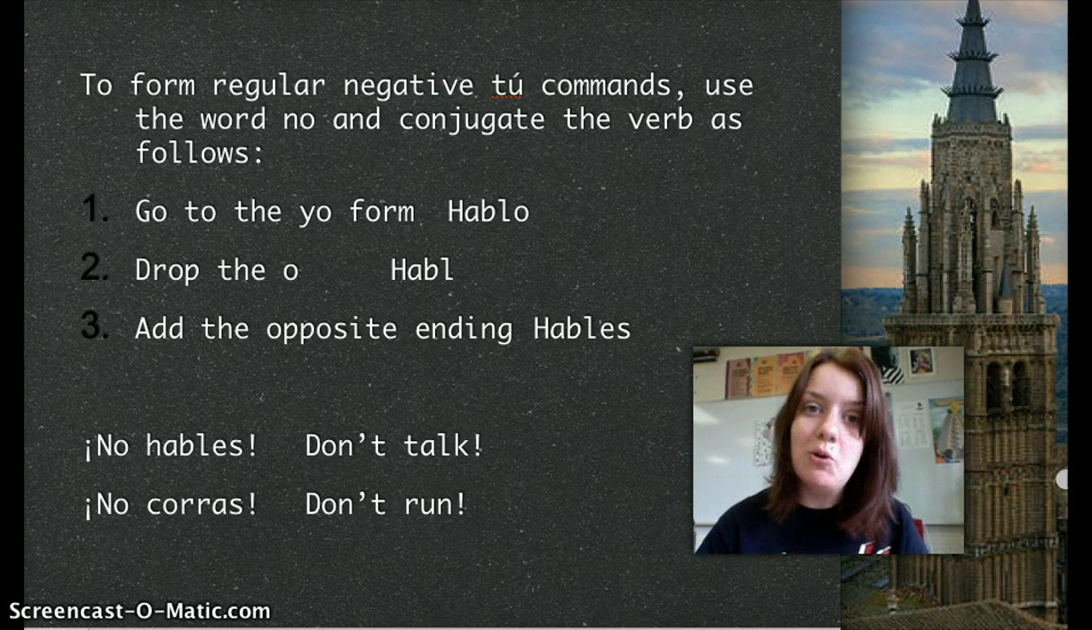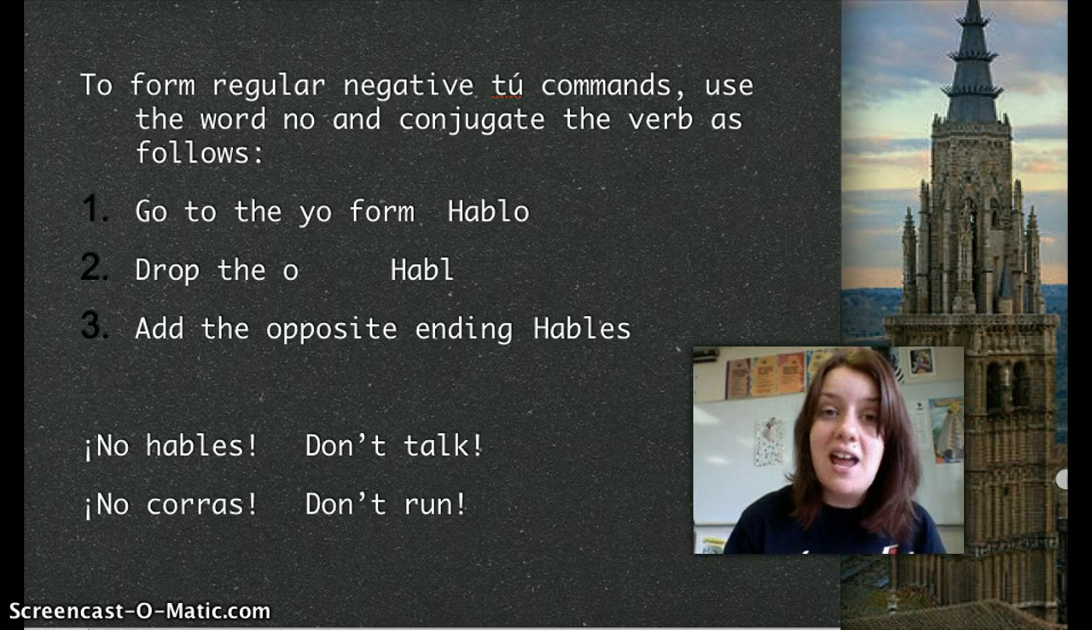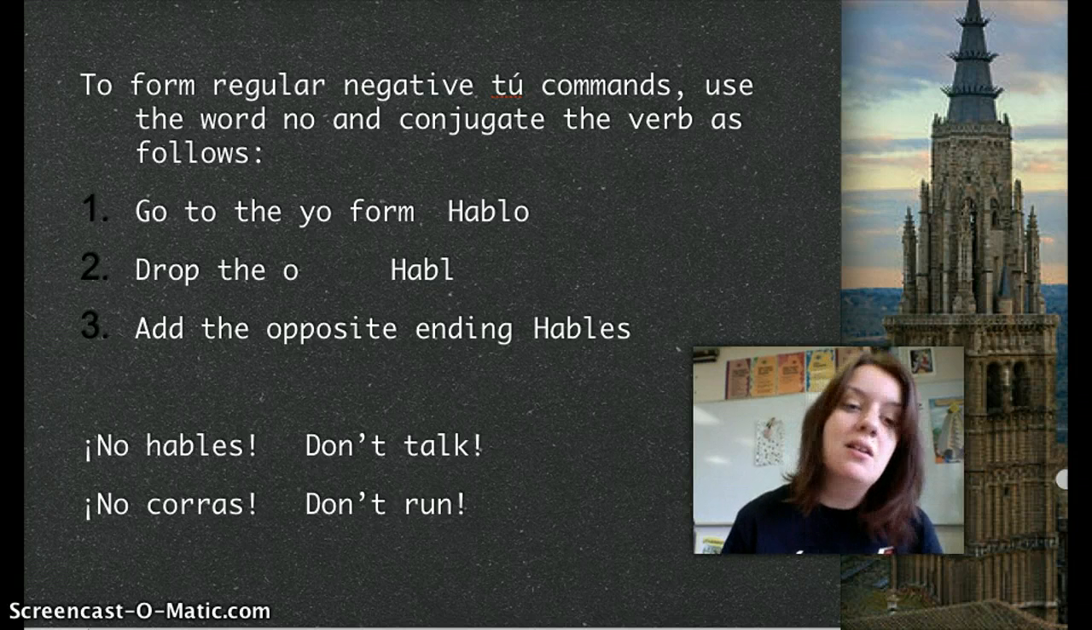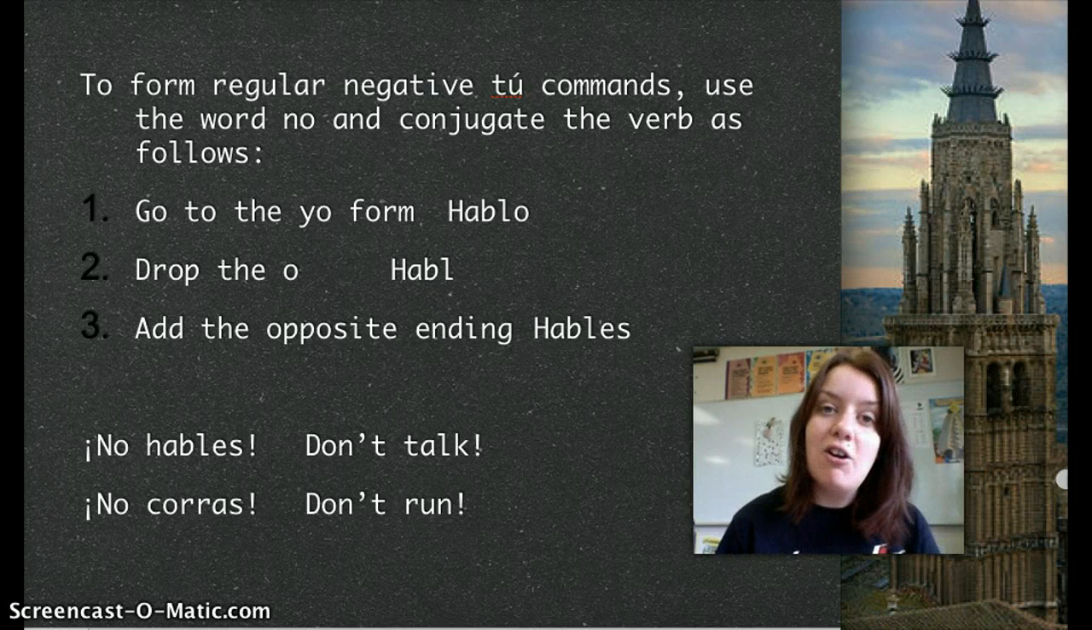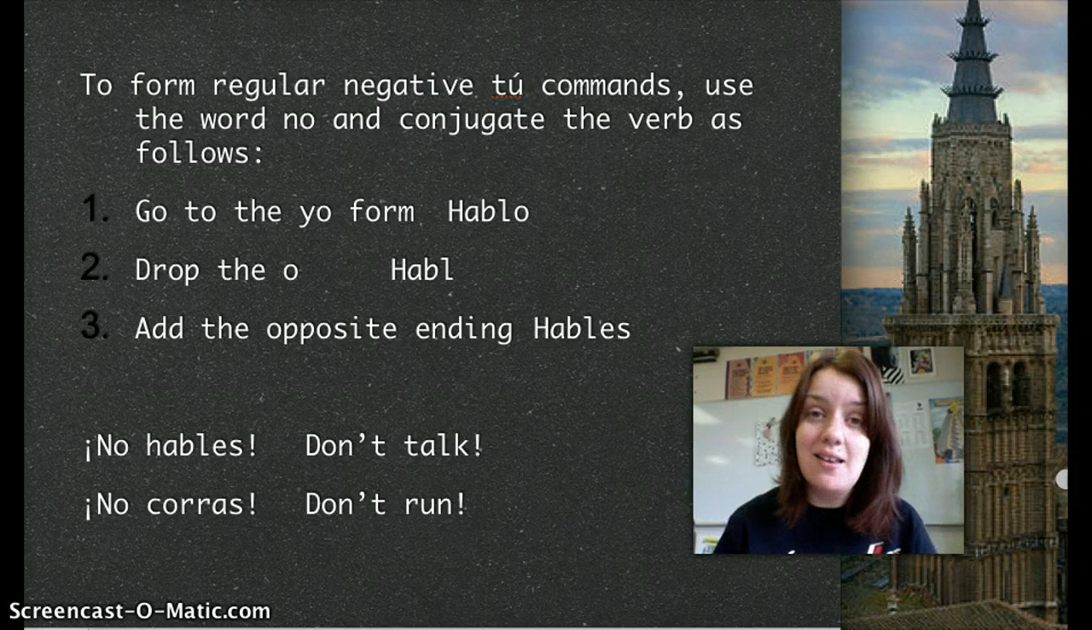So you start with hablo, for example. Drop the o and you just get habl, and then add the opposite ending. So if it's an AR verb, the opposite ending would be es, because it's still tú form. So no hables, don't talk. No corras, don't run. So hablar is an AR verb, so it ends in es. Correr is an ER verb, so you're going to end it with as, the opposite ending.